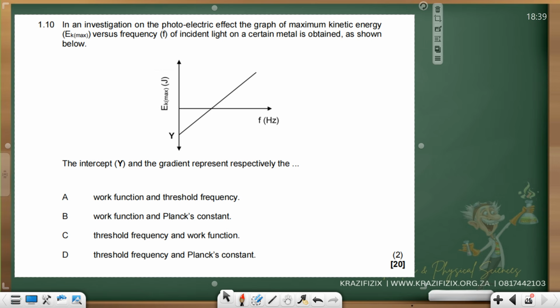In an investigation on the photoelectric effect, the graph of maximum kinetic energy versus frequency of incident light is drawn. The y-intercept and the gradient. Come, quickly. A, B, C, D. Quickly, I need A, B, C, D. And my accounting learners can go back to their accounting.